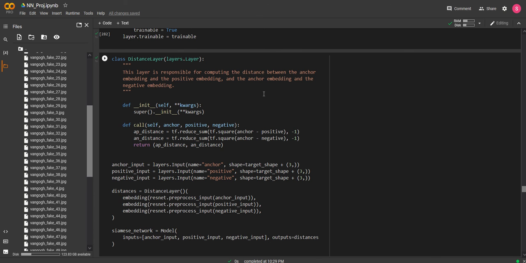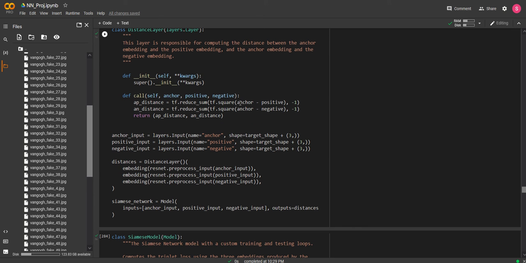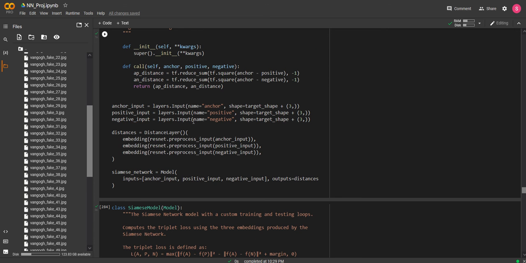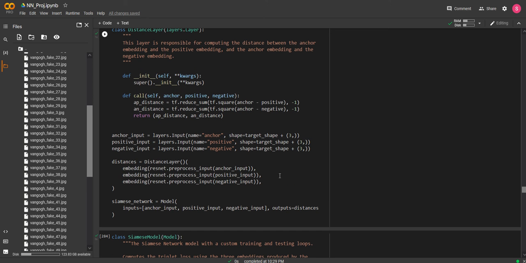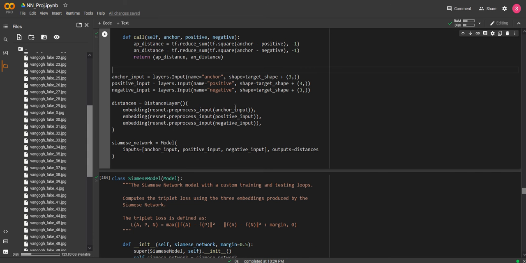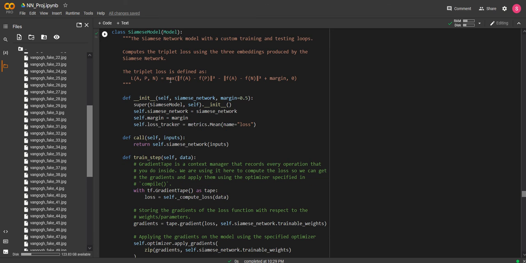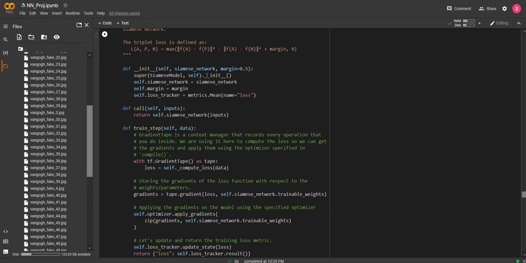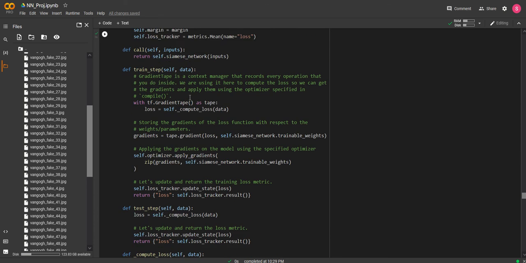Again, this distance layer class is adapted from the Keras documentation page, as well as the Siamese model class. We have a distance layer that is added after the embedding layer, and we have a triplet of embeddings. When the class is instantiated, it calculates the distance between the first two as well as the second two, and returns a tuple of these distances. So that's what the model outputs. You can see the output is the pair of distances.